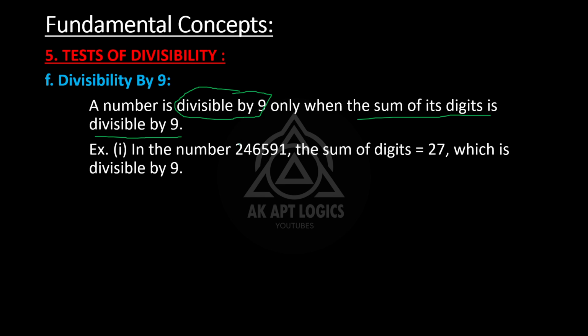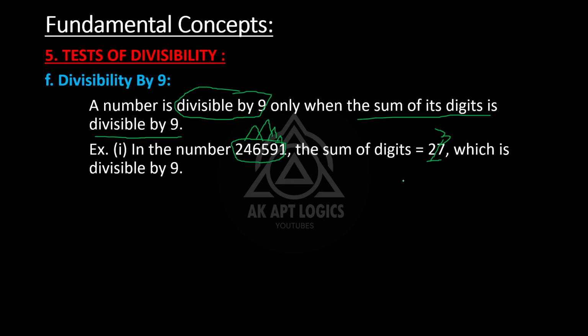In this case, 2, 4, 6, 5, 9, 1. The sum of digits is 27. Let's check: 9 plus 1, 10, 10 plus 5, 15, 15 plus 6, 21, 21 plus 4, 25, 25 plus 2, 27. Is 27 divisible by 9 or not? 9 threes are 27, right? So it is divisible and the remainder is 0. So we can say that the given number 2, 4, 6, 5, 9, 1 is also divisible by 9.